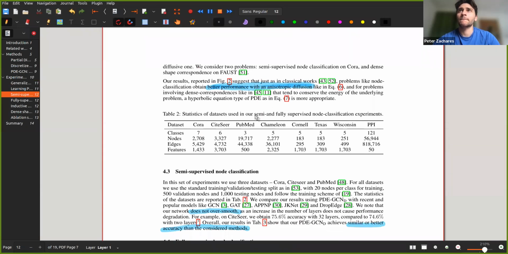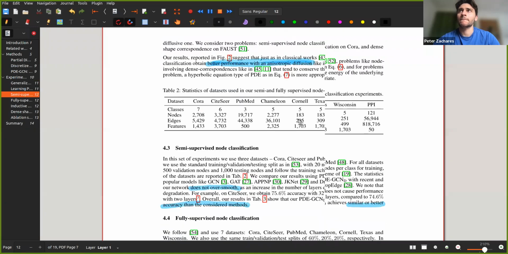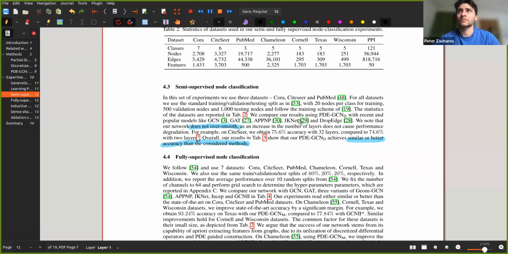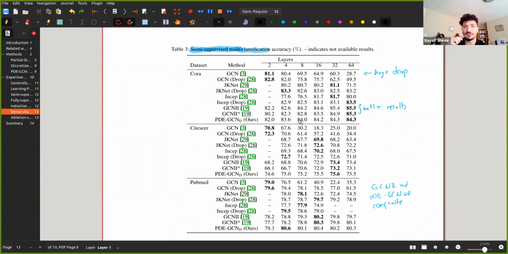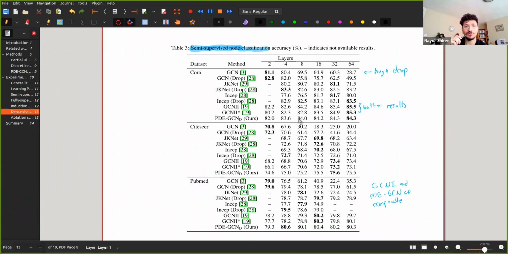And yeah, so they say for problems like node classification, you get better performance with the diffusion model. And they do semi-supervised, and they do fully supervised node classification. So in this semi-supervised setting, you can see just how much the accuracy drops as you increase the number of layers. It goes from like 81% for GCN to 30% at 64 layers, which is massive.